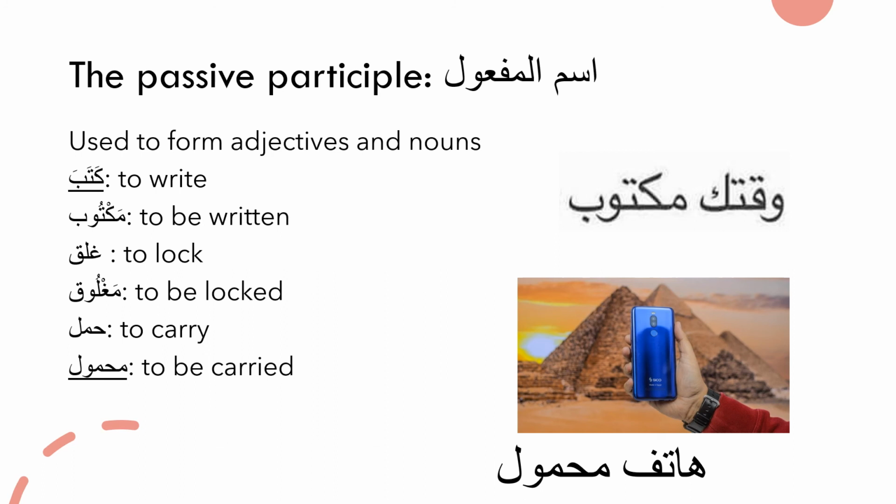Khalaqa means to lock or to close. Makhluk is like to be locked. Hamala is to carry. Mahmul is to be carried. And this is really nice actually when you piece it together. Hatif mahmul, we know that hatif is phone, and then mahmul is mobile. So it's a phone that you can carry with you. This means the phone that's carried around, your mobile phone. So again, very logical in Arabic, how all of these things link together.